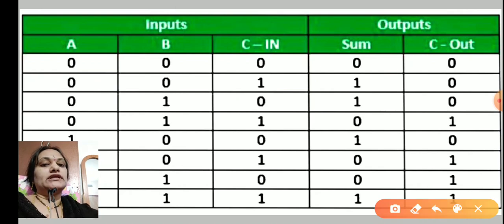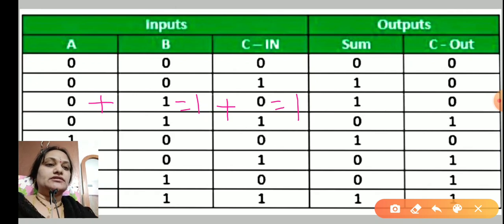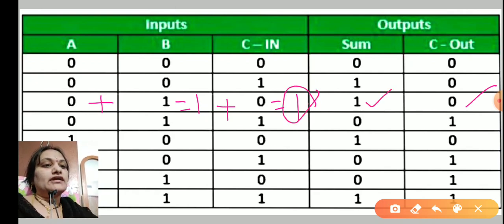Next, come to the third condition. Here we are adding 0 plus 1 plus 0. 0 plus 1 means 1. Again 1 plus 0 is equal to 1. Here also we are getting a single bit. We are not getting any extra bit. That is why there is no extra bit, meaning carry is equal to 0, and the result is 1. That is why we have written 1 at the sum.